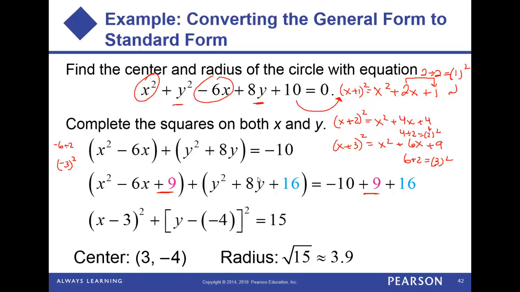And we're going to do the same thing for the y values. So we take 8. 8 divided by 2 gives me a 4. We take that 4, we square it, and voila, I give myself a 16. So why is that important? Because now this right here is a perfect square trinomial. Just like over here.